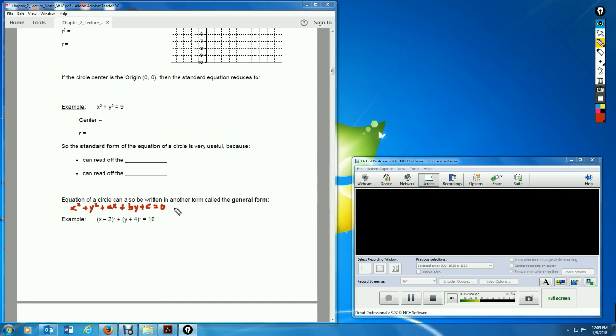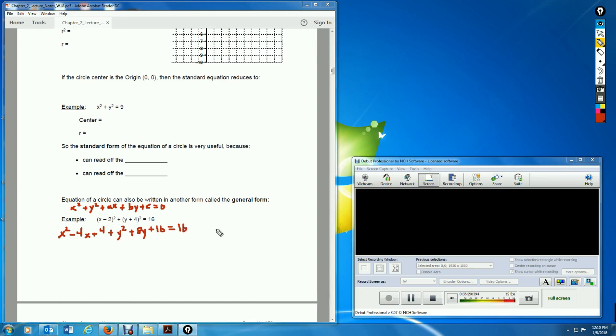So, for example, if we take the equation of the problem we just did, and remember, the form that we started with is standard form. But what we could do is just multiply this out and therefore end up with general form. So, x minus 2 squared means x minus 2 times x minus 2. If you just FOIL that out, then you get x squared minus 4x plus 4. Same thing with the y plus 4 squared. That means y plus 4 times y plus 4. FOIL that out. Then you would have plus y squared plus 8y plus 16. And that all equals 16.